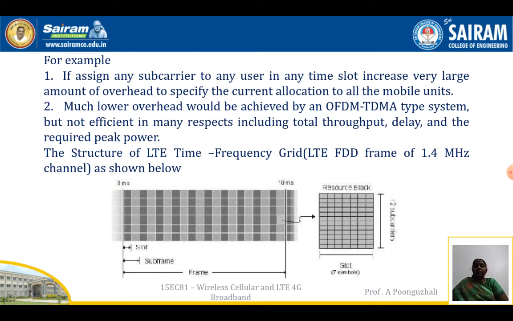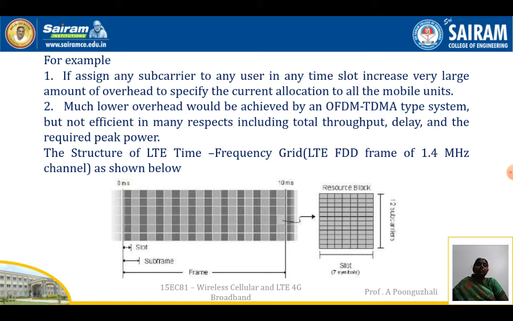Delay and peak power are also concerns. Now we are going to see the structure of the LTE time frequency grid frame of a 1.4 megahertz channel. One slot is taken as a small duration of 0.5 milliseconds, and two slots form one subframe. A duration of 0 to 10 milliseconds is taken as one frame. In one frame we have a number of subframes, and each subframe consists of two slots.